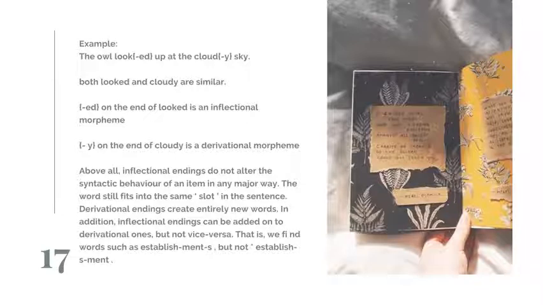Now look at the example. The owl looked up at the cloudy sky. Look and cloudy are similar, consisting of one free morpheme followed by a bound one. -Ed on the end of look is an inflectional morpheme, since it provides further information about an existing lexical item, look in this case indicating that the looking occurred in the past. -Y on the end of cloudy behaves rather differently. It is a derivational morpheme, one which creates an entirely new word.